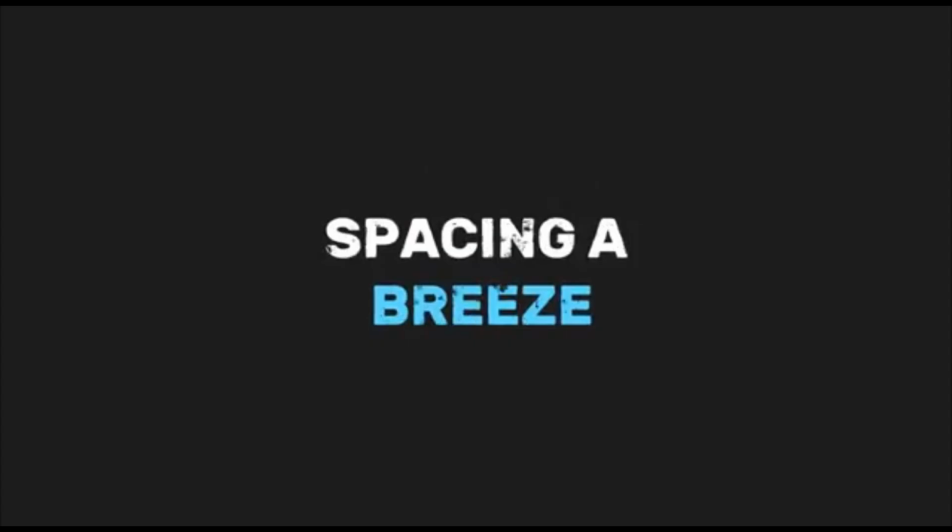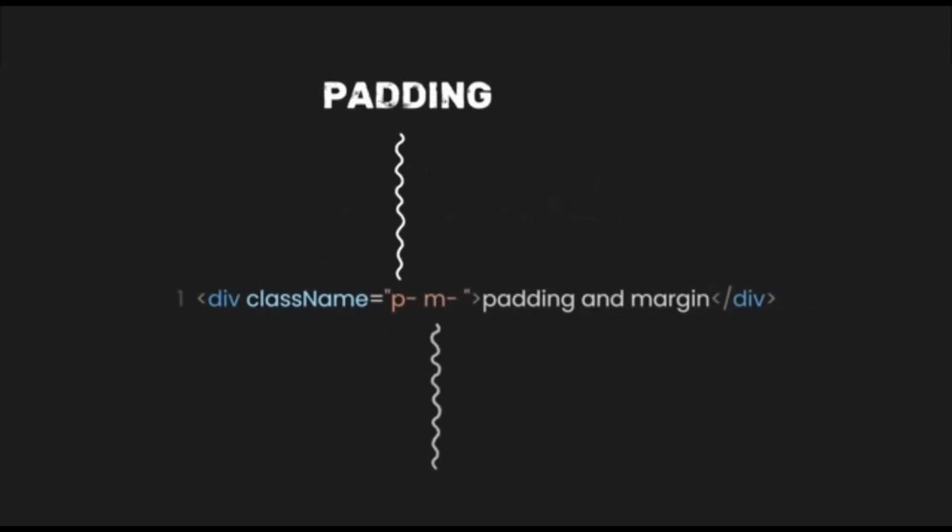Also, Tailwind makes spacing a breeze. The p prefix stands for padding and m stands for margin.